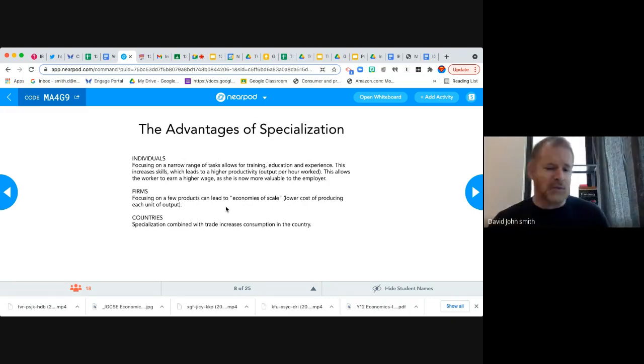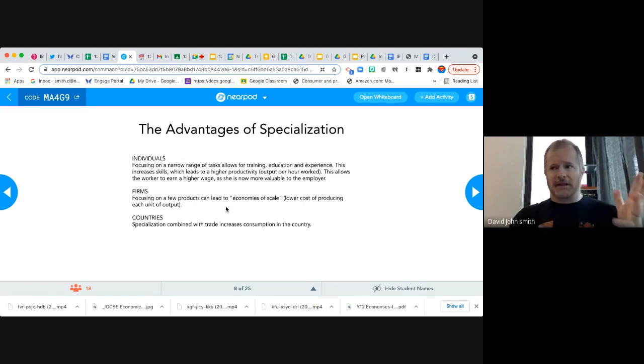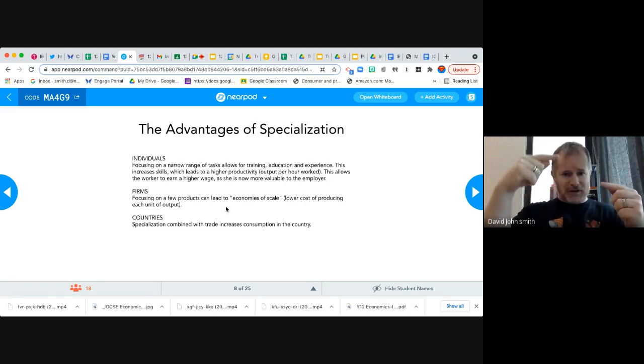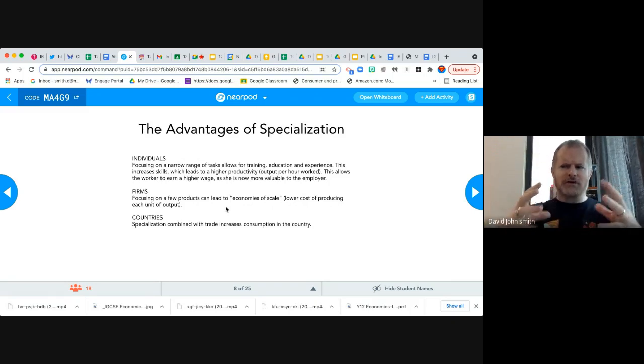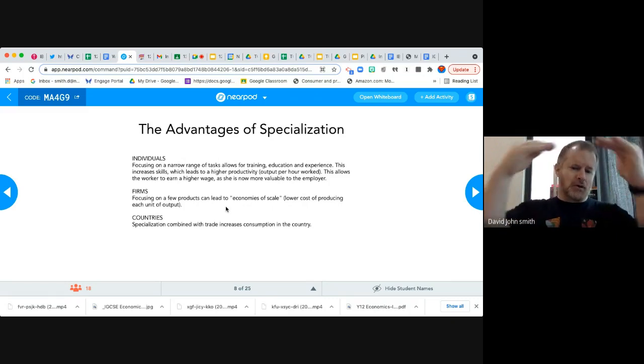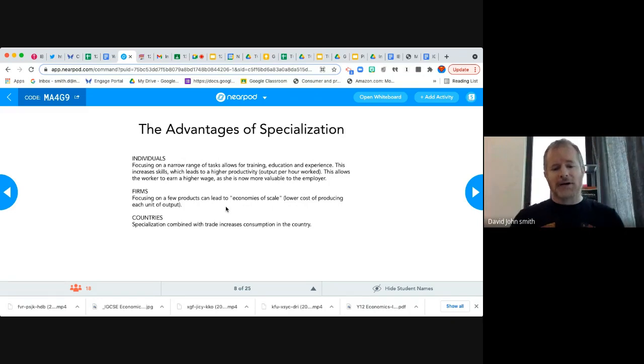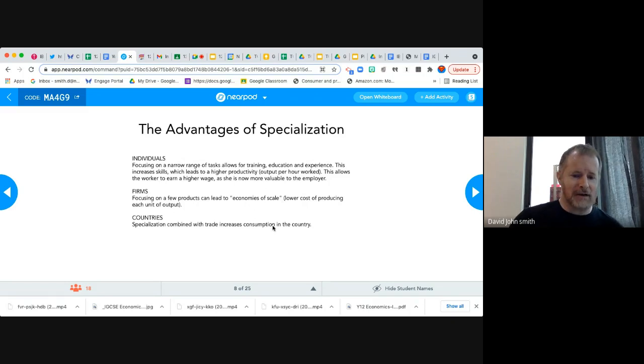And what happens with that is you are able to see the scale increasing by sometimes almost an unbelievable level. The container ships that you saw in the video clip, each one getting bigger and bigger and able to carry more and more containers. That sort of idea is a huge economy of scale gain. Countries are able to specialize by combining trade with increased consumption in their own country.